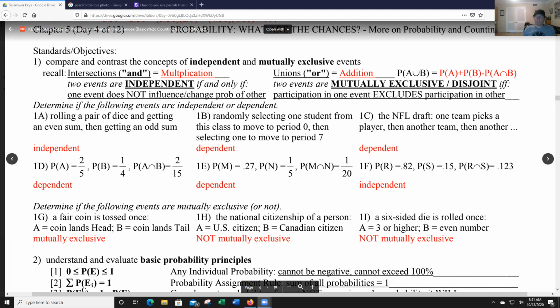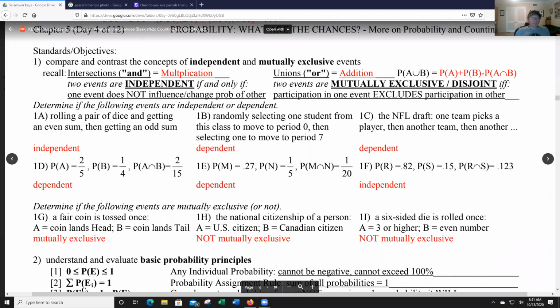Like I always say in these videos, feel free to stop, go back, repeat. It's going to take some time. But I keep introducing concepts, so when we finally get them, we'll be good to go, okay? So let's look at what we're trying to do today, standards and objectives wise.